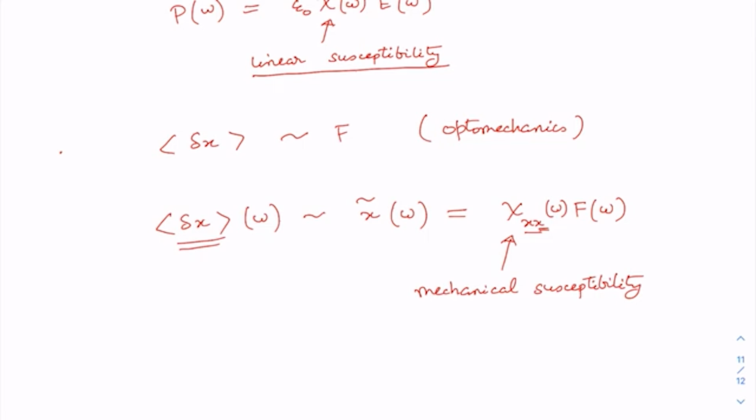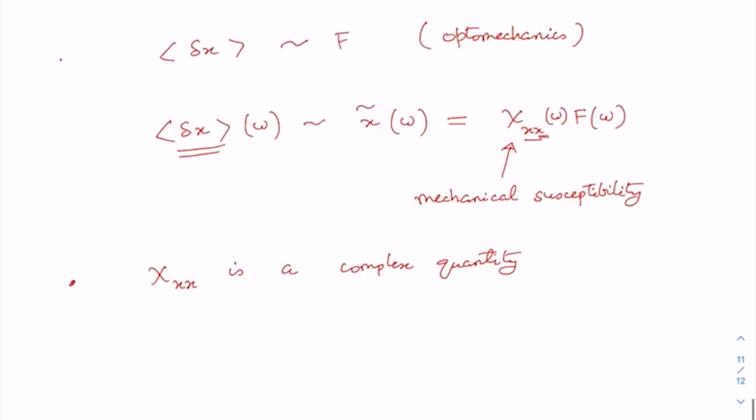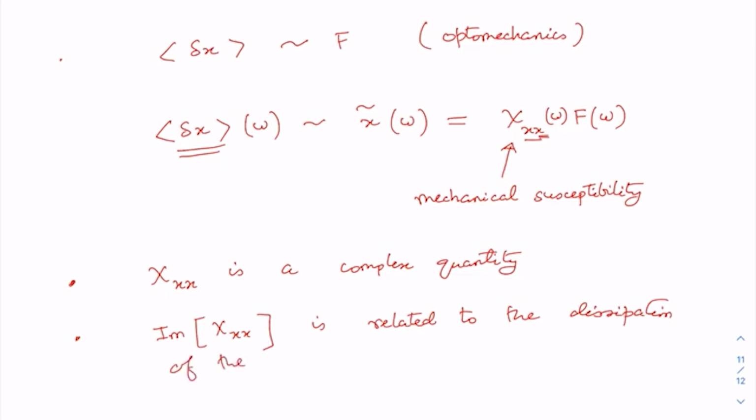That's what it means. So susceptibility is actually a complex quantity, and because it is a complex quantity, let me write here that this mechanical susceptibility is a complex quantity. That means that it has a real part and an imaginary part, and the imaginary part of this susceptibility is related to the dissipation of the system. Let me explain this.